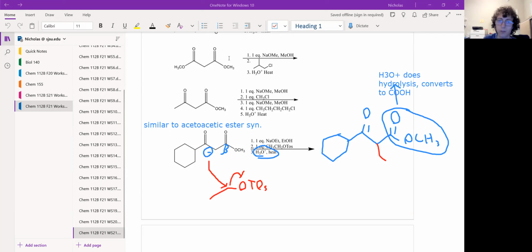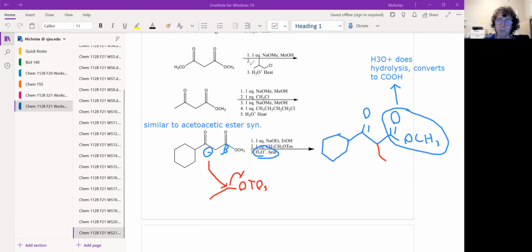So it's going to convert the ester to a carboxylic acid. And then if you draw that structure, when the ester is a carboxylic acid, you have a ketone and a carboxylic acid beta to each other. If you heat that, you lose the carboxylic acid as carbon dioxide. So we're going to lose the ester. That's basically what happens from the third step.